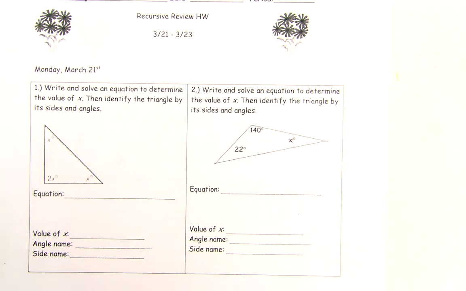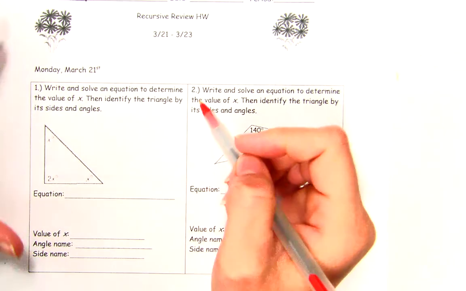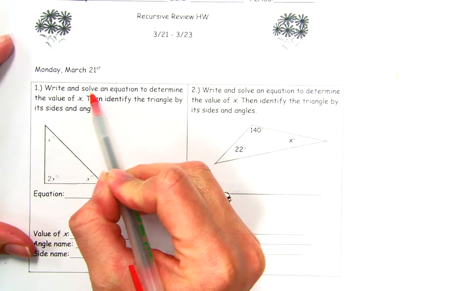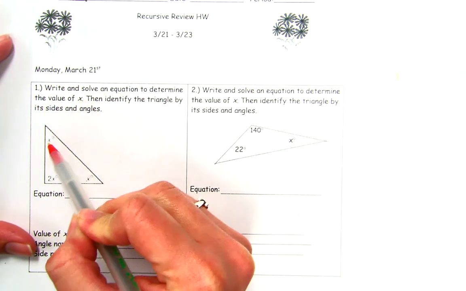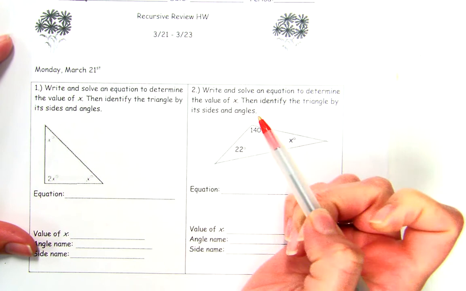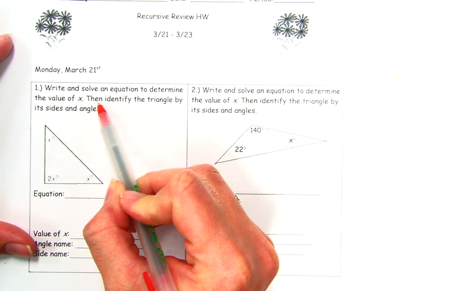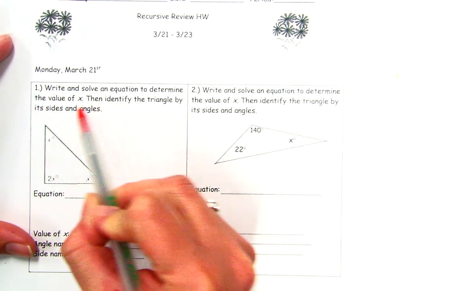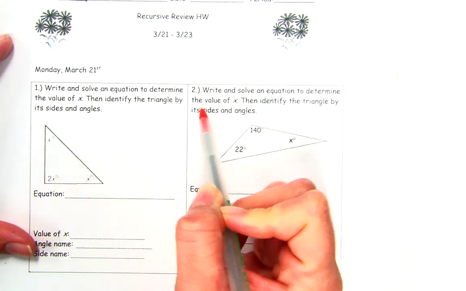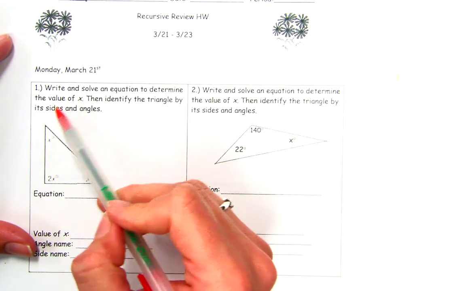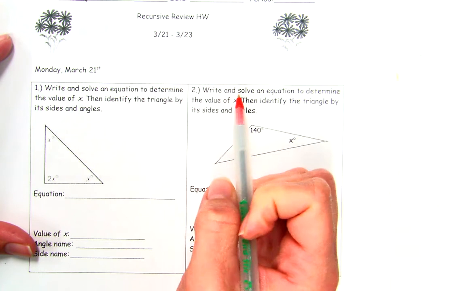Let's go ahead and look at tonight's first problem. So we're reviewing triangles that we talked about right before we went on spring break. The first one says write and solve an equation to determine the value of x. So x is my variable, it's my unknown. Then there's another part: identify the triangle by its sides and angles, because remember there are two ways to identify a triangle, by its side measurements and its angle measurements.